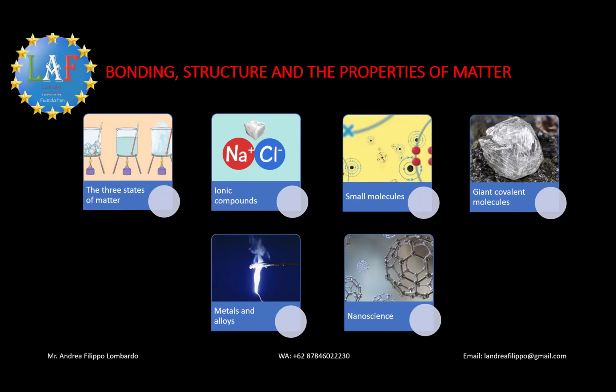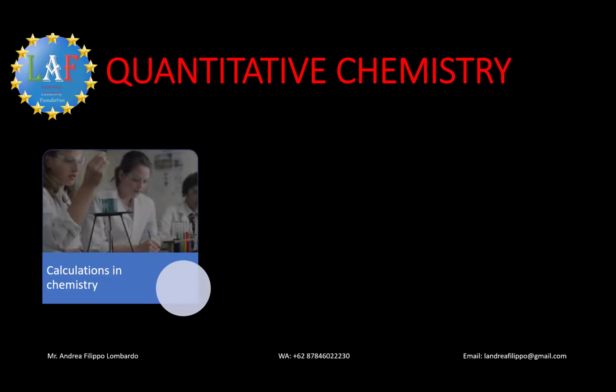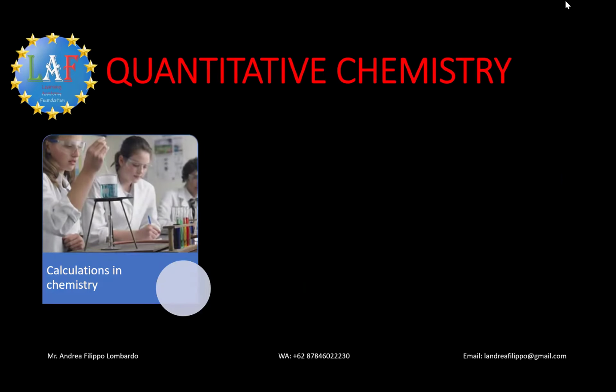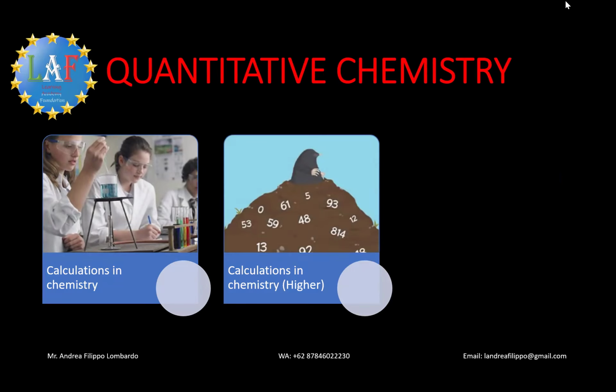The next section will be about quantitative chemistry. Relative formula masses can be calculated and used in conservation of mass calculations. Calculations can be carried out to find concentrations of solutions and uncertainties in measurements. The mole is the unit for amount of substance. The number of particles in a substance can be found using the Avogadro constant.